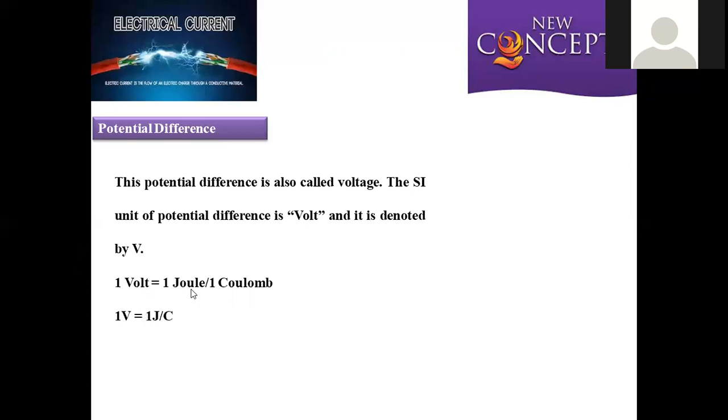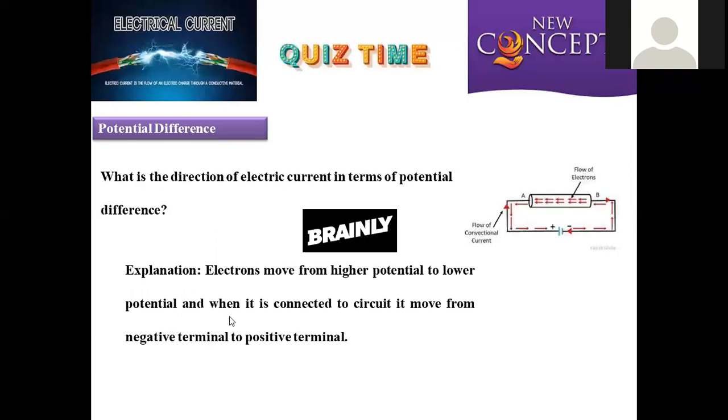1 volt is equal to 1 joule per 1 coulomb. 1 volt exactly is equal to 1 joule per 1 coulomb. So here 1 volt is equal to 1 joule per coulomb. So this is a kind of scientific representation between the different units in order to convert one unit into another. Volts can be converted into joules per coulomb in this manner.